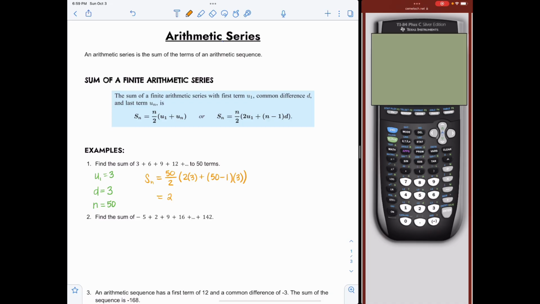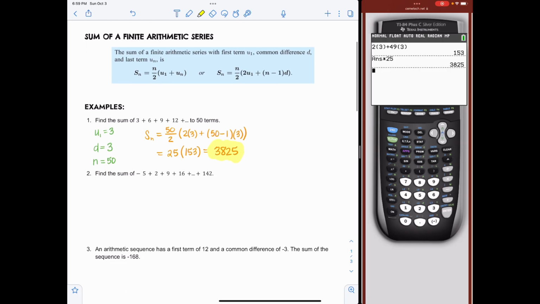So I know 50 divided by 2 is 25. And if I use my calculator, I will have 2 times 3 plus 49 times 3, since 50 minus 1 is 49. And that is 153. And if I multiply 153 times 25, I will end up getting 3,825. That is the total of the 50 terms.